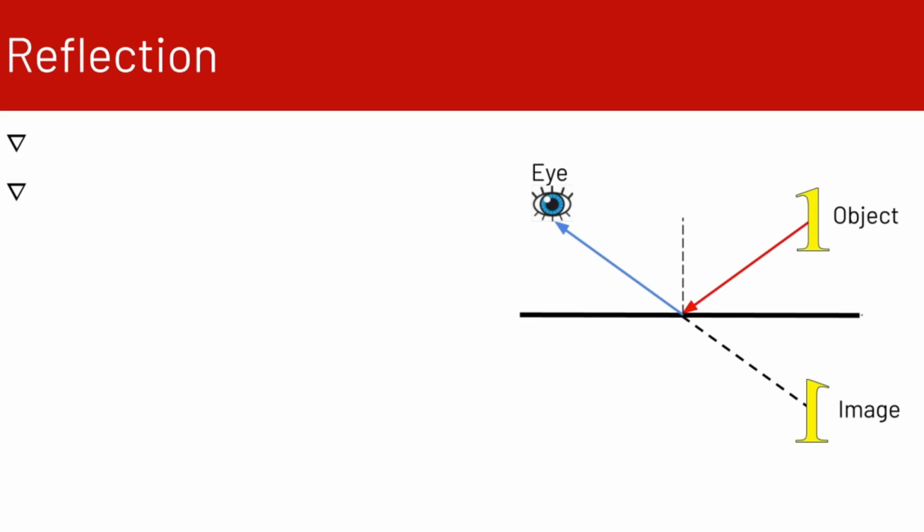So let's talk for a minute about reflection. Light reflects off of reflective surfaces. This is how we see everything in the world around us: either light emanates from that object, like the sun or a light bulb or fluorescent lighting, or light is reflecting off of it, and that light then comes to our eyes.